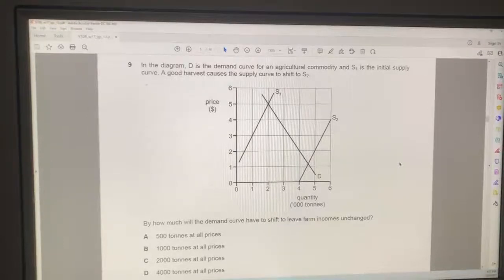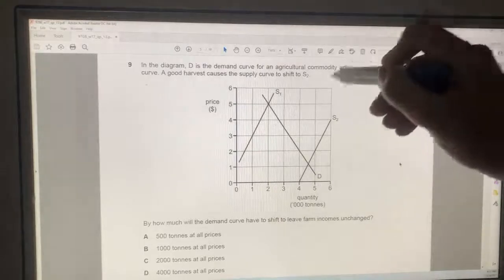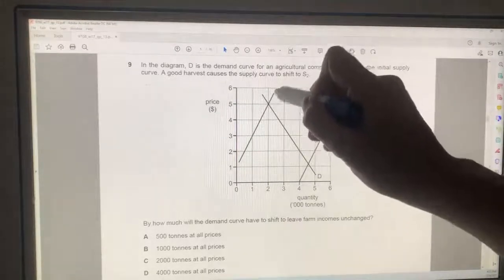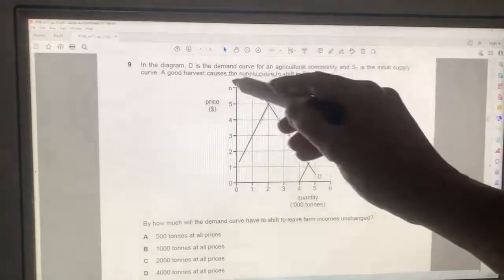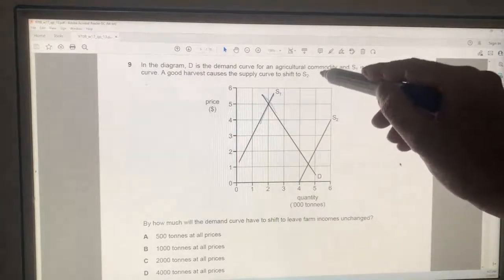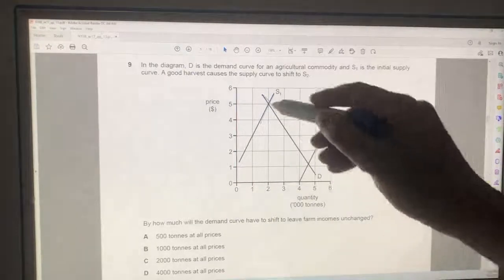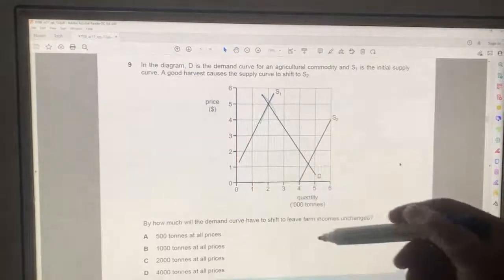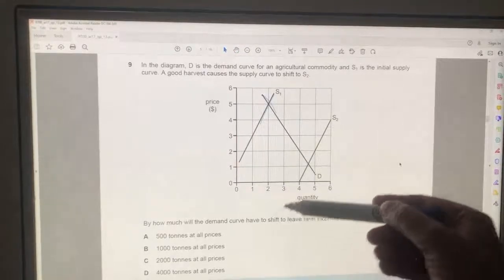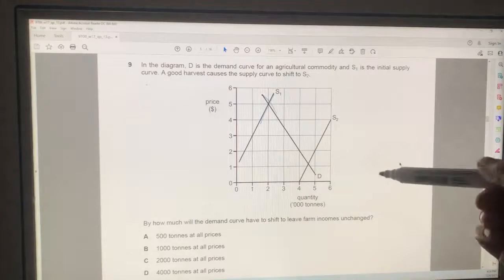And question 9. D is the demand curve, and S1 is initial supply. Here a good harvest causes the supply curve to shift to S2. Okay, wow, that's a very good harvest, right? By how much will the demand curve have to shift to leave farm incomes unchanged?